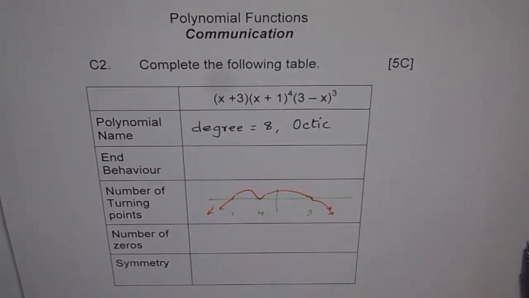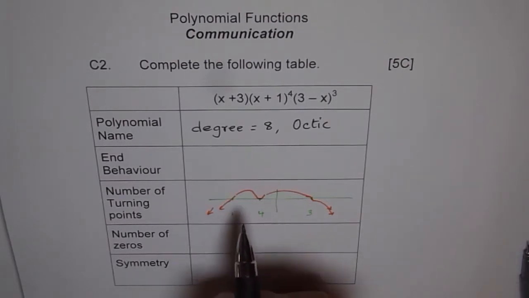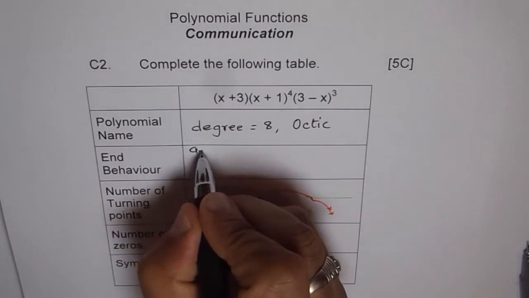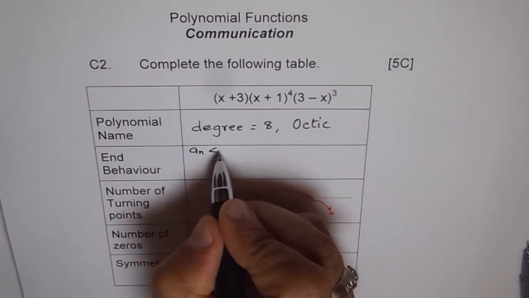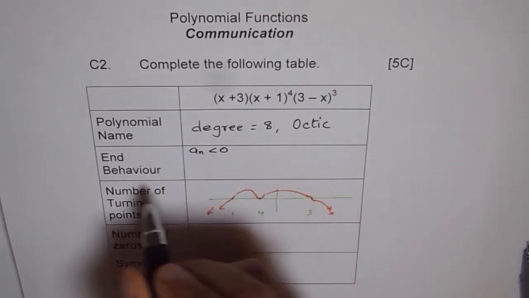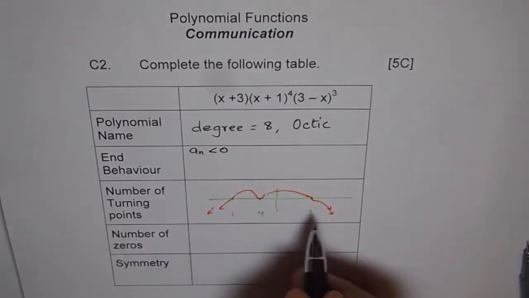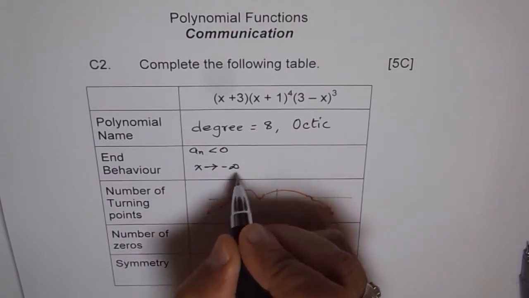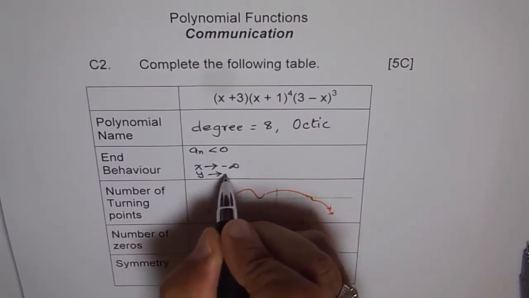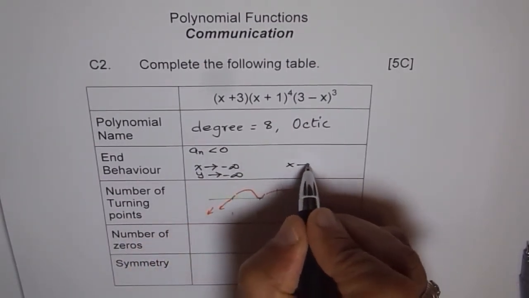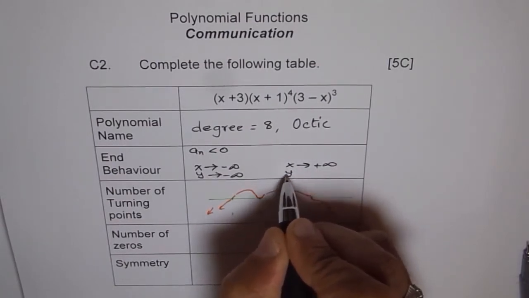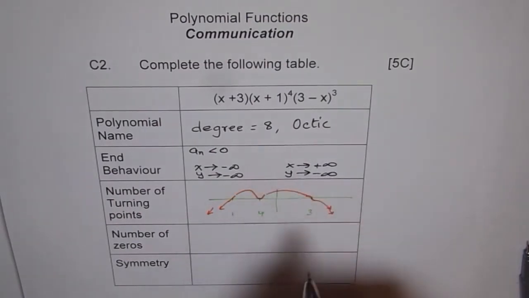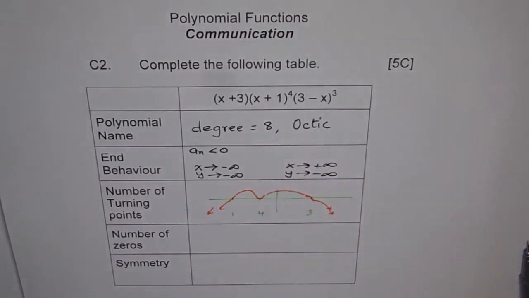Now we can answer all our questions. Well, since we know leading coefficient is negative, let me write a_n is less than 0, right? So that means a_n is negative. And behavior, as you can see, as x approaches -infinity, y approaches -infinity, and as x approaches +infinity, y approaches -infinity, both sides. Do you see that? It's an even degree function, so it will face on the same side.